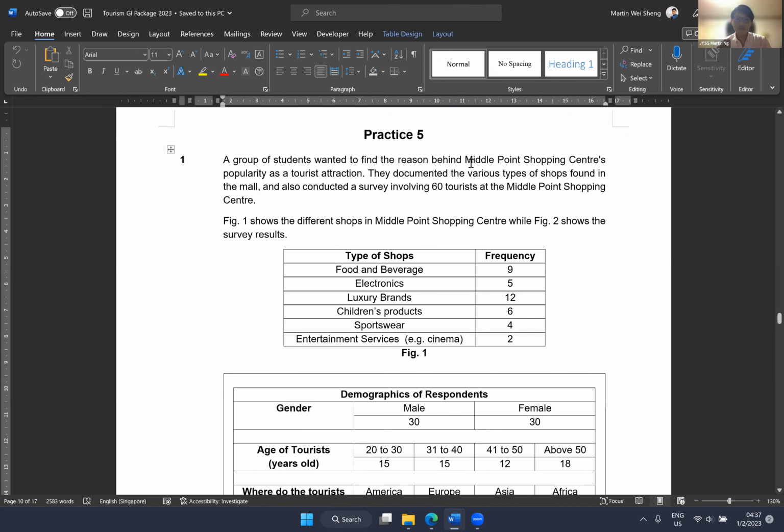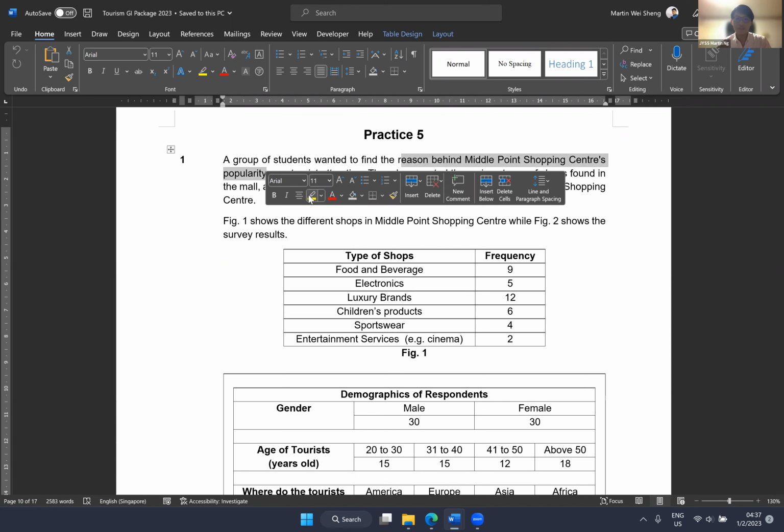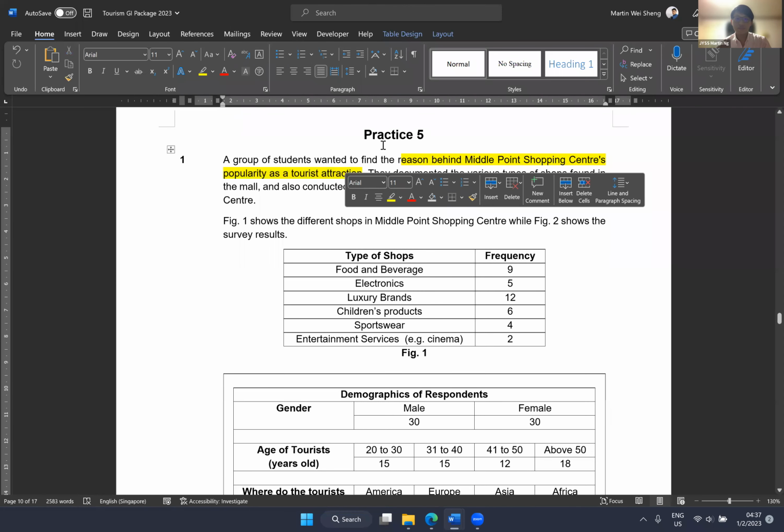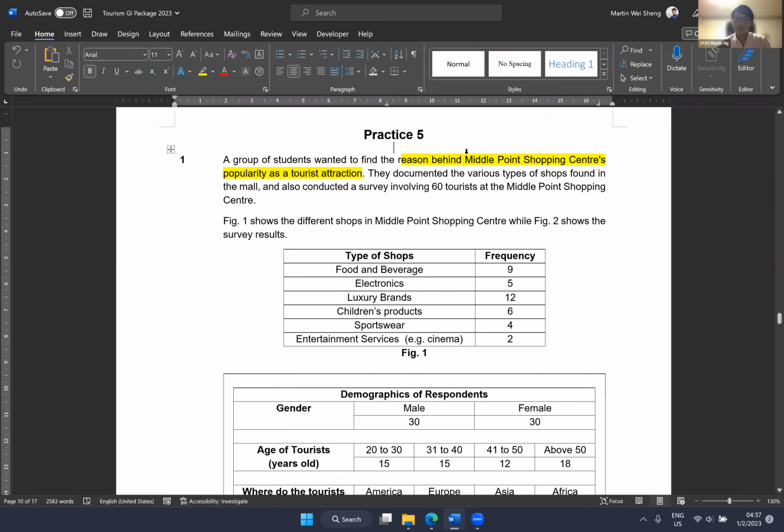So a group of students wanted to find the reason behind Middle Point Shopping Centre's popularity as a tourist destination. Now as you're reading this introduction paragraph here, please make sure you highlight the key ideas. So the group of students want to find reason behind the shopping mall's popularity. So highlight this as a tourist attraction. Now then, usually in the first paragraph, they will tell you how the students conducted their GI. So you see over here, they documented various types of shops found in the mall. So they focus on types of shops.